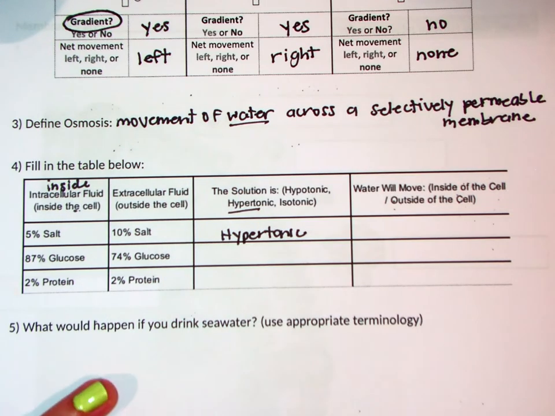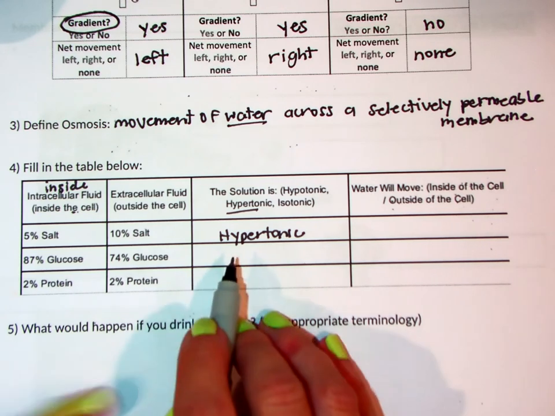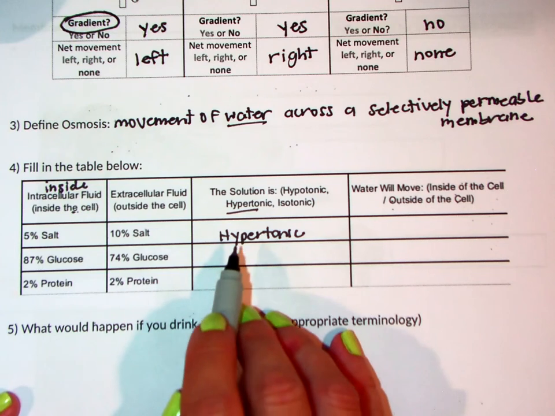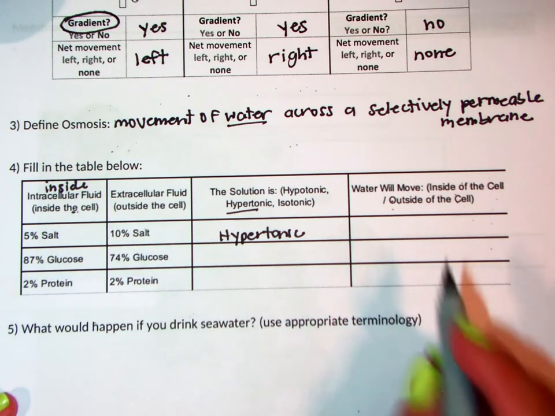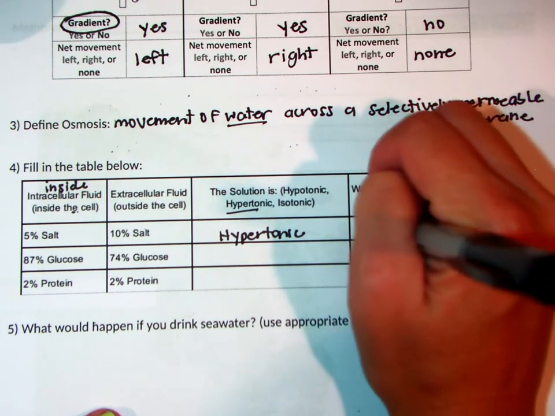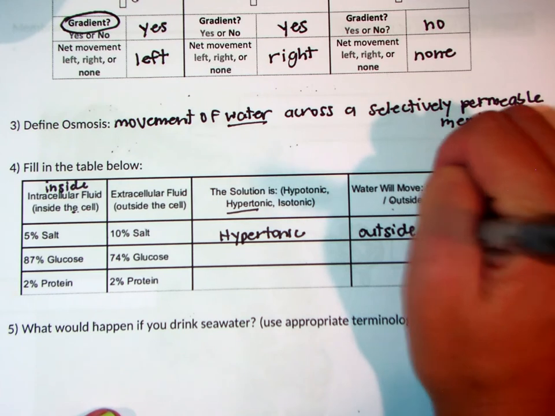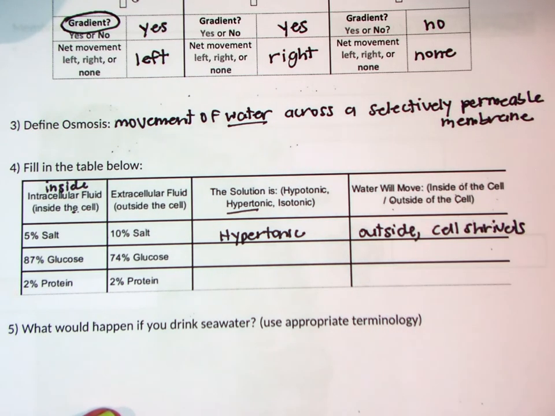And will the water move inside of the cell or outside of the cell? Remember that water loves solutes, so if there's a higher concentration of solutes outside of the cell, the water is going to move outside of the cell. And the cells will shrivel.